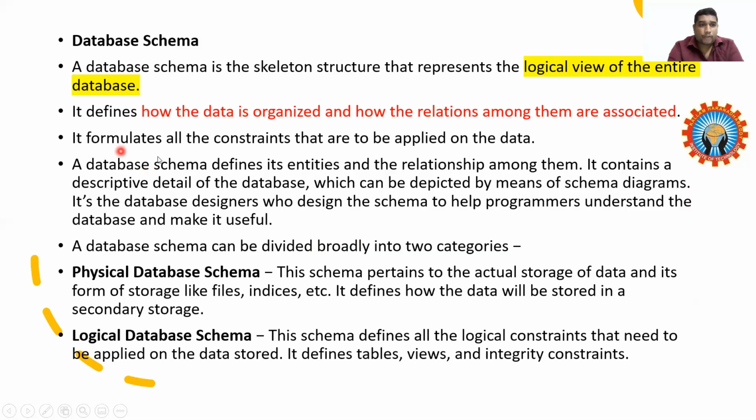It formulates all the constraints that are to be applied on the data. We maintain some constraints, and based on the constraints we can interact with the database. The constraints we all discussed in our second unit. A database schema defines its entities and the relationships among them. It contains a descriptive detail of the database which can be depicted by means of schema diagrams. So an ER diagram is a picture representation, so it is called a schema diagram.